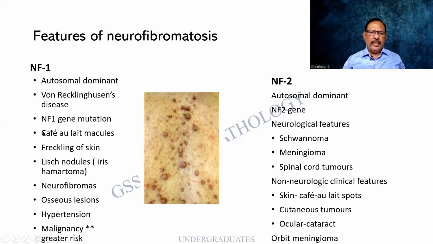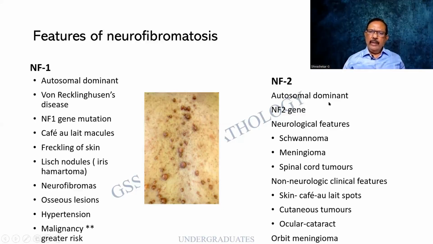NF1 gene mutations. Cafe au lait spots, as though coffee has spilt on the skin. Freckling of the skin. Lisch nodules in the iris. Neurofibroma and osseous lesions or osteoma can be there. Hypertension. There can be a greater risk of malignancy.